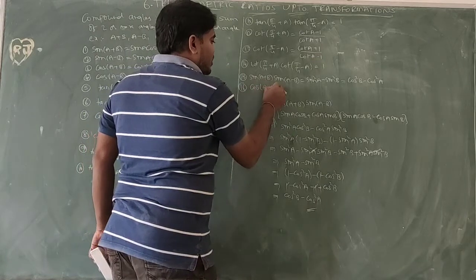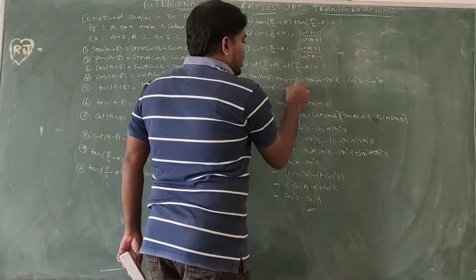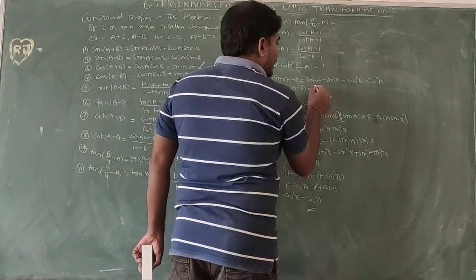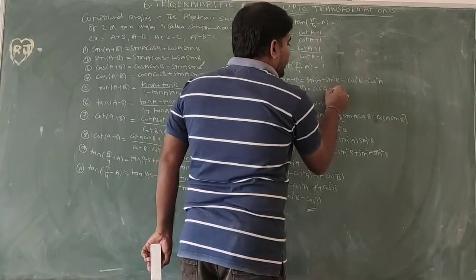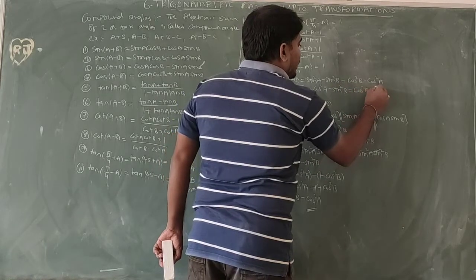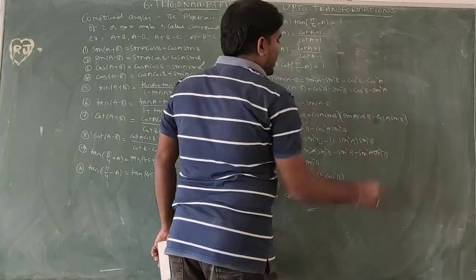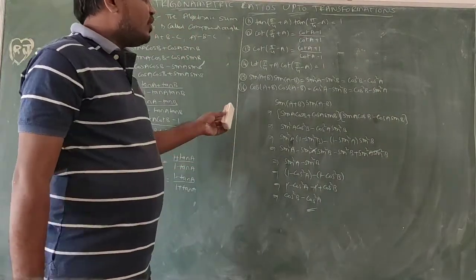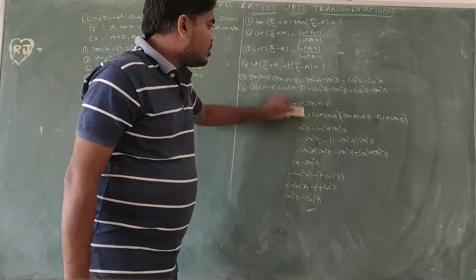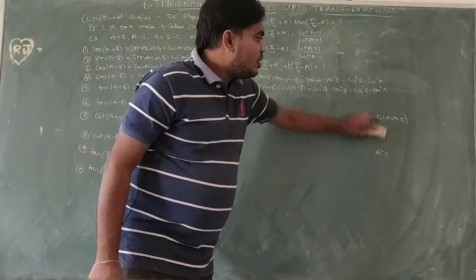Cos of A plus B into cos of A minus B equals cos square A minus sin square B, equals cos square B minus sin square A. So we can also prove like this. So proof is not mandatory here. So this is the formula.